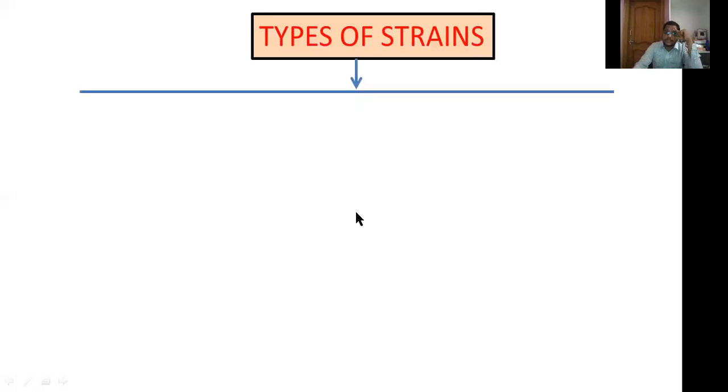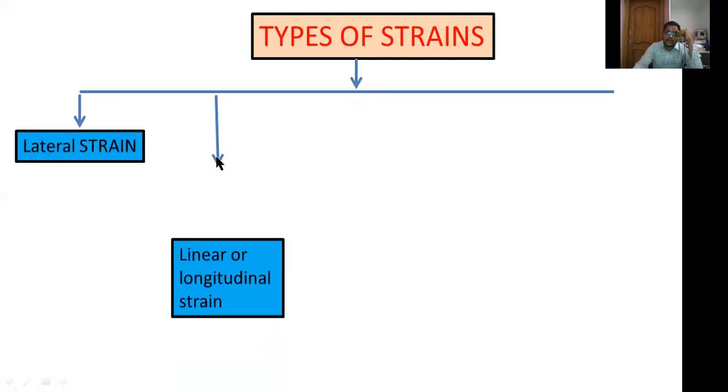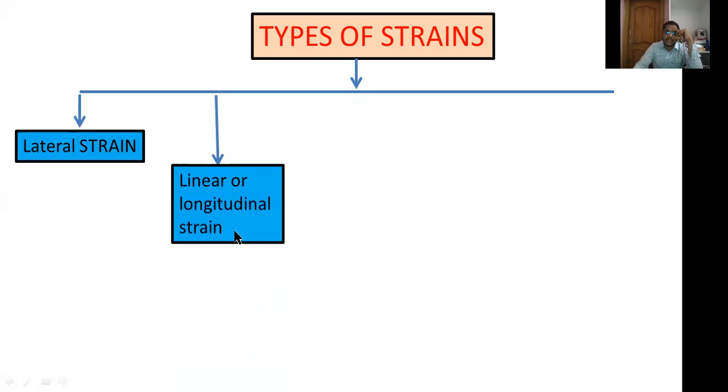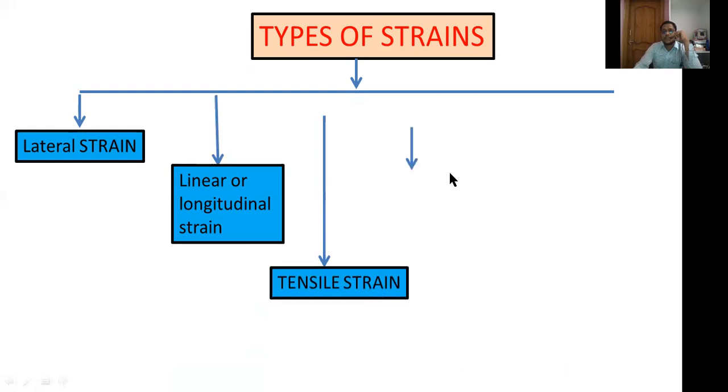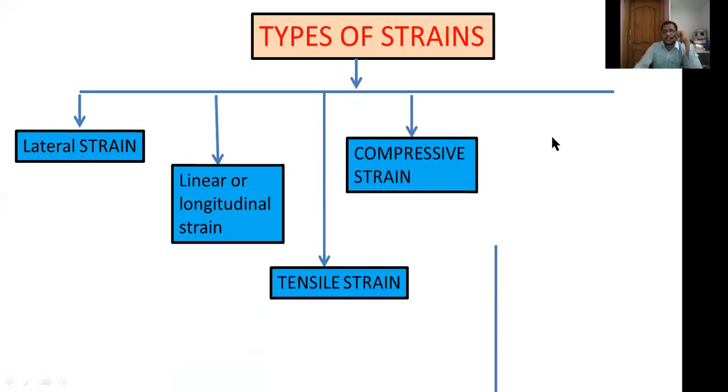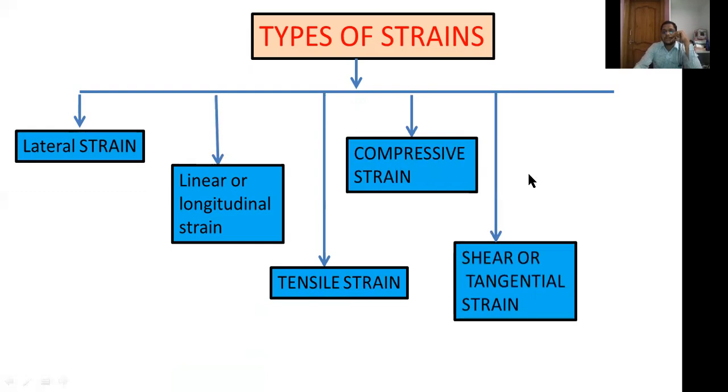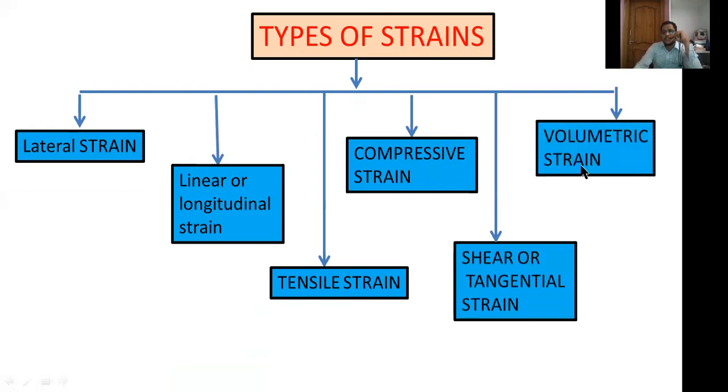Now I am going to explain the different types of strains. Strains are broadly classified into lateral strain, linear or longitudinal strain, tensile strain, compressive strain, shear or tangential strain, and the last one, volumetric strain. In total there are six types of strains. I will explain them one by one with examples.